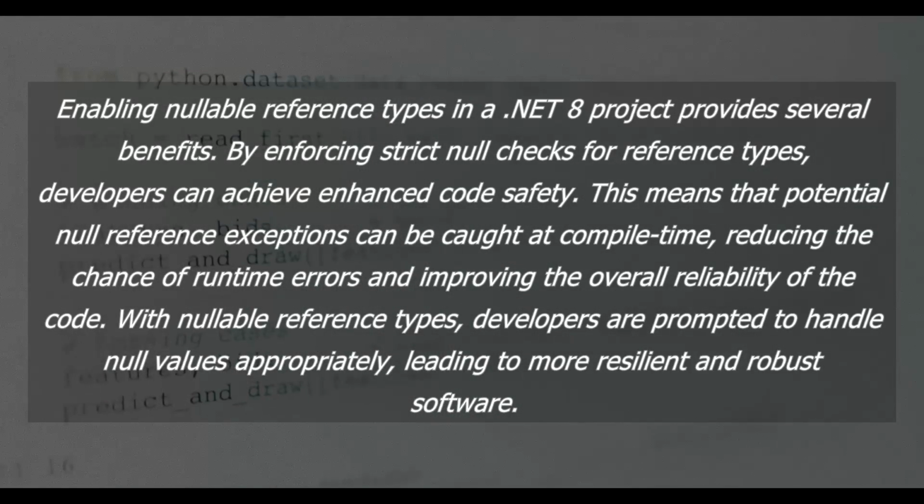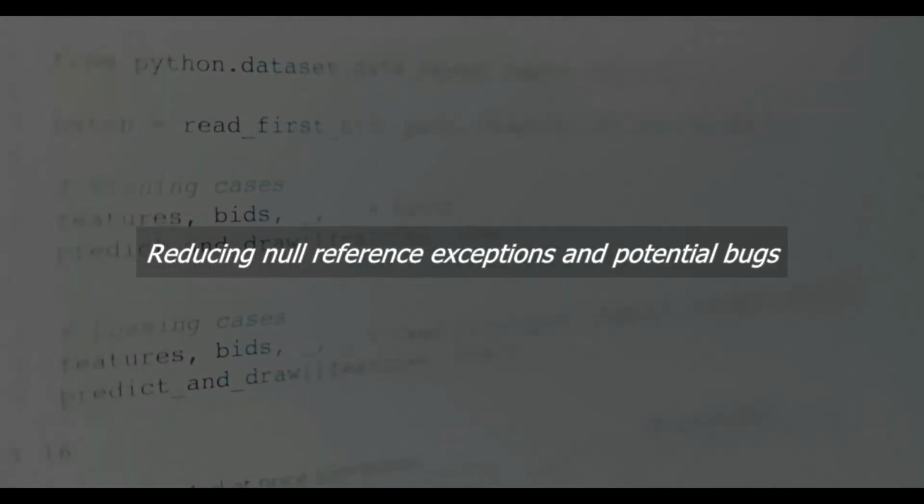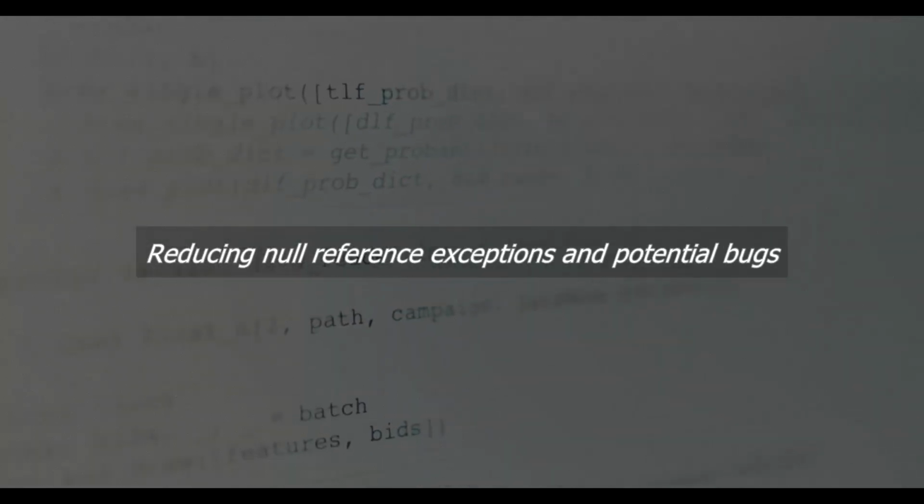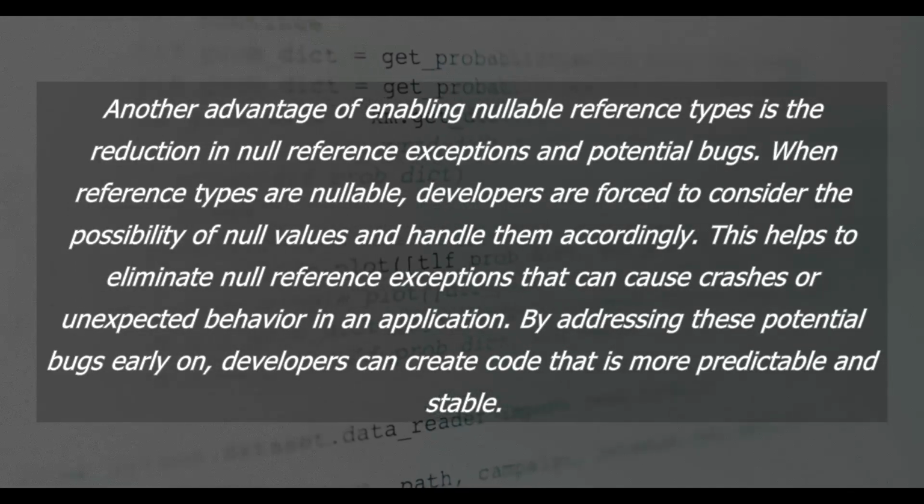With nullable reference types, developers are prompted to handle null values appropriately, leading to more resilient and robust software. Reducing null reference exceptions and potential bugs. Another advantage of enabling nullable reference types is the reduction in null reference exceptions and potential bugs. When reference types are nullable, developers are forced to consider the possibility of null values and handle them accordingly. This helps to eliminate null reference exceptions that can cause crashes or unexpected behavior in an application. By addressing these potential bugs early on, developers can create code that is more predictable and stable.